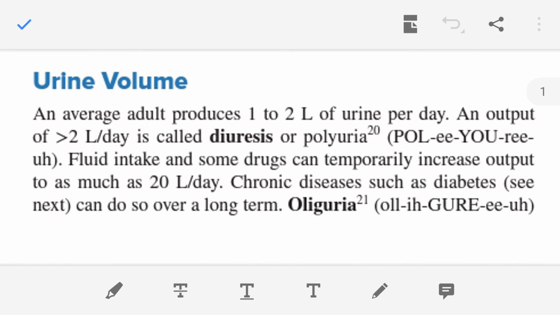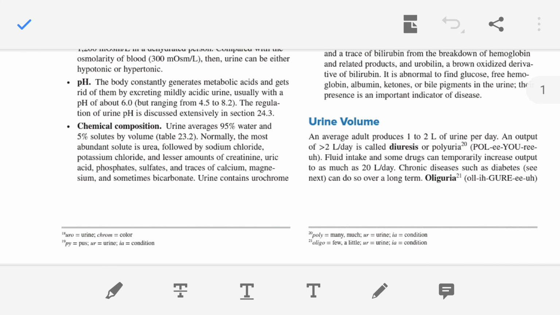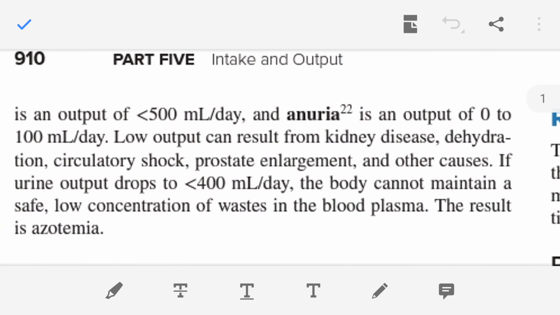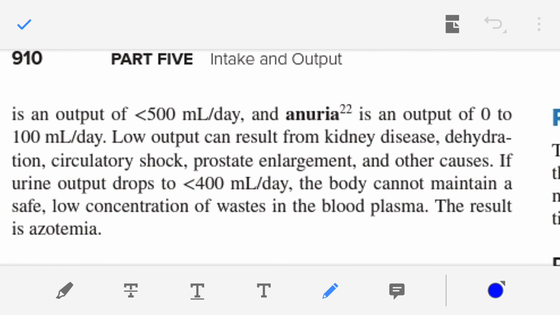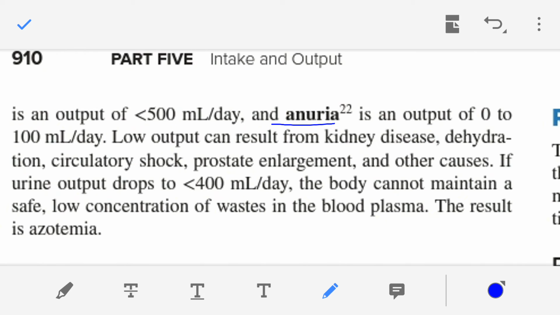Then now we are discussing oliguria. What is oliguria? If urine output is less than 500 ml per day, that condition is known as oliguria. And in case of anuria, what is anuria? If urine output is between 0 to 100 ml per day, that condition is known as anuria.